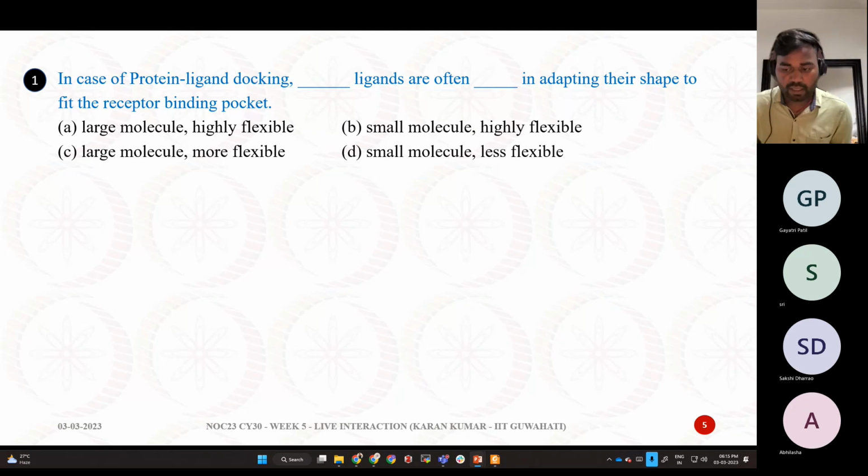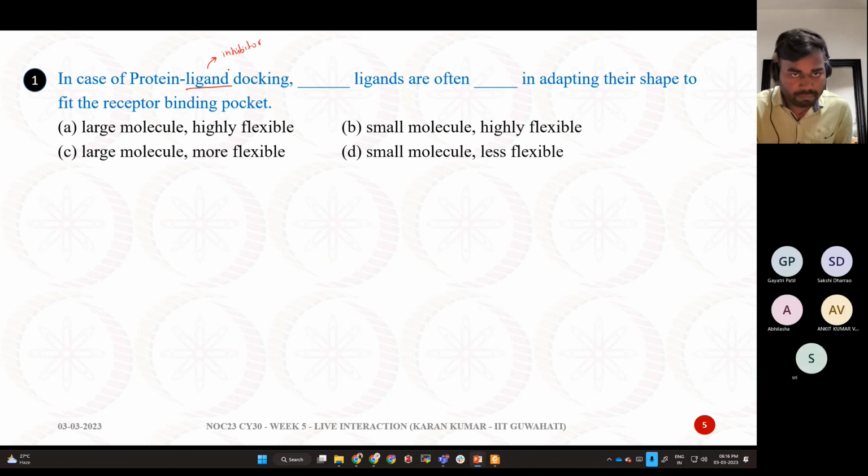Can you guess this? And as a disclaimer, ligand can be anything. Ligand is the analog to any substrate. Ligand can be anything. It can be an inhibitor.